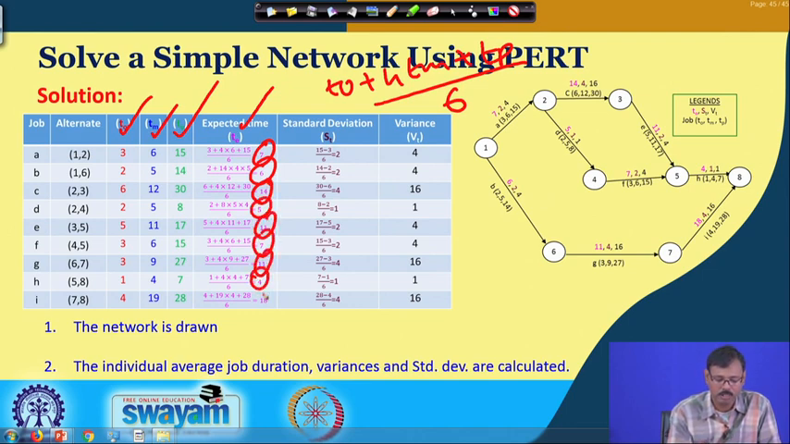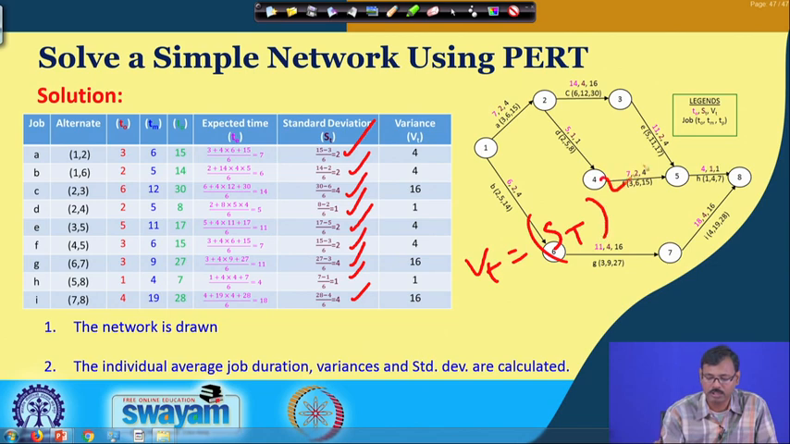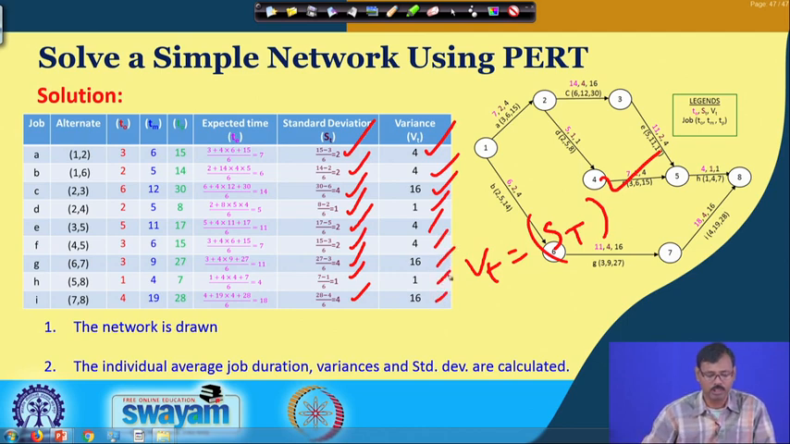You know the standard deviation of each job can be determined by Tp minus To divided by 6. So, using this formula we have calculated the standard deviation for each and every activity, and those are presented in this table. And variance is nothing but the square of the standard deviation. So, by squaring this we have obtained the variances of each and every activity, which are tabulated here.